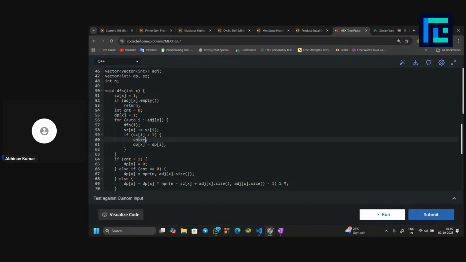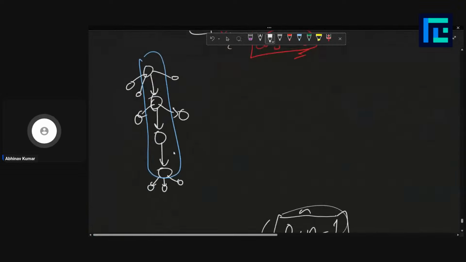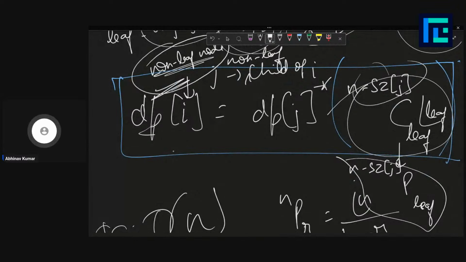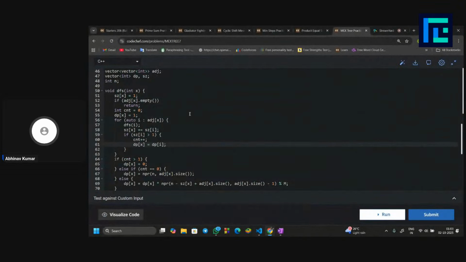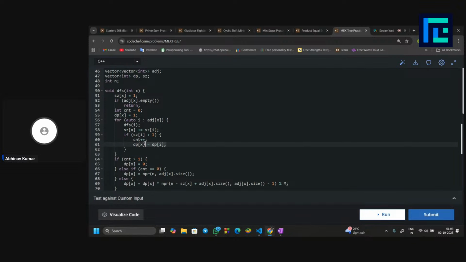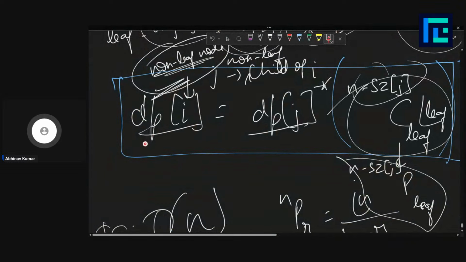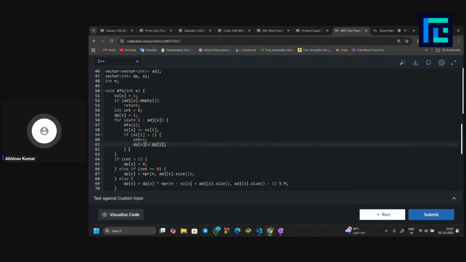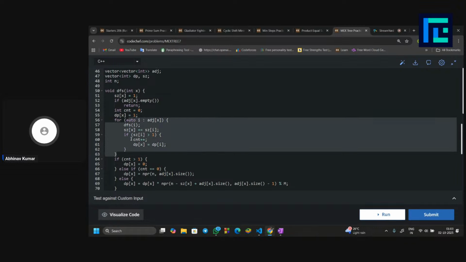Okay, and I also do dpx equal to dpi. So as I told, dpi is equal to dpj. So for dpx, I is basically its non-leaf child. So dpx is assigned dpi. Here my I was the current node and j was the child node. Here x is the current node and I is the child node. So this I'll initialize to my dp.